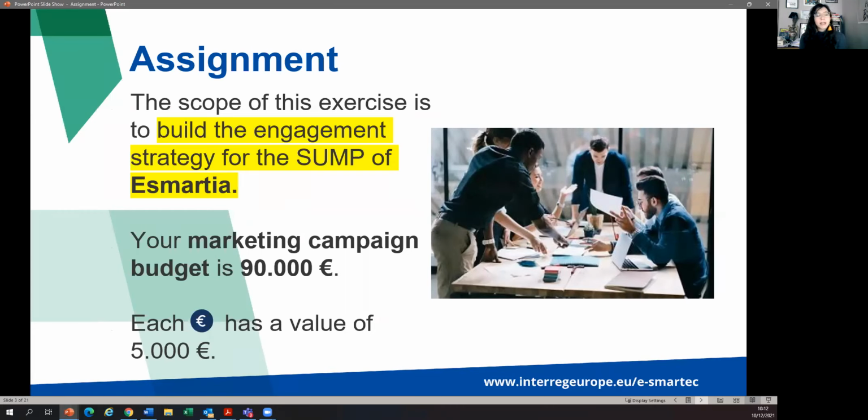You will have a marketing campaign of 19,000 euros, and a total budget of 90,000 euros. These you will need to distribute alongside all the SUMP phases. It's important for you to take this into account. This is the money that you can use for selecting different engagement methods and marketing campaigns. Simple, no?